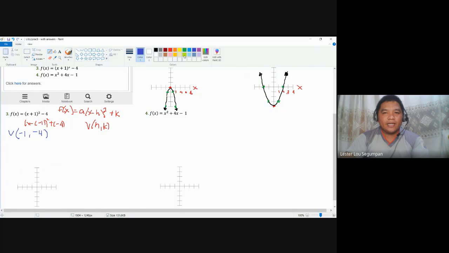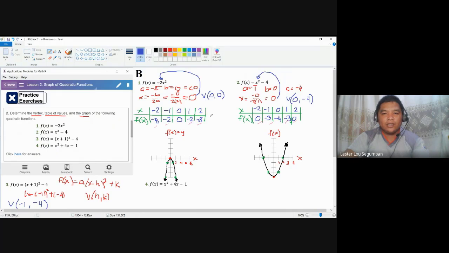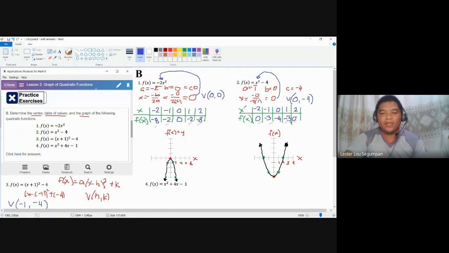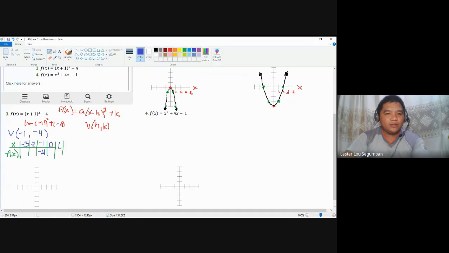Okay, now that we have this vertex, again, make your table of values for f of x, with at least 5 values. You will have here your negative 1 and negative 4. Since the centermost point will be your vertex, you will not be using the same values as you used earlier. Rather, you will be using 0, 1, negative 2, and then negative 3. So it's not all the time that you will use these values here. It depends now on your vertex. So let's substitute it here.